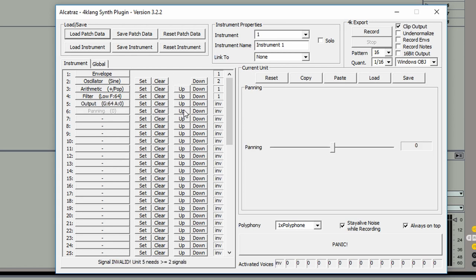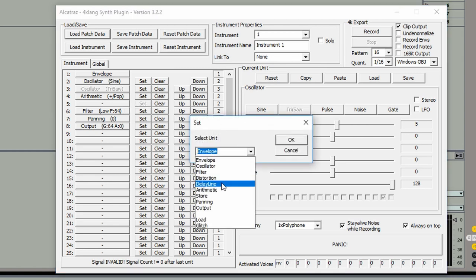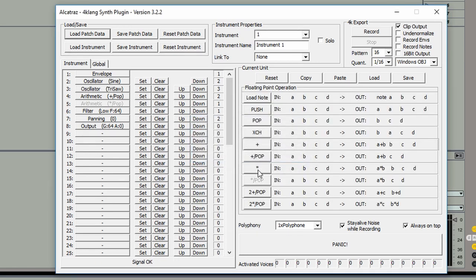Say I wanted to add another oscillator. So currently, it's not going to give sound because, as you can see, the stack is currently 1. However, if I set an arithmetic here and then set it to multiply, which for some reason it already did. I tried this before and I wanted to try it on my own. But now the signal is okay. A, B, C, D. A times B. C, D. What? Okay, well, let's check out the sound first.